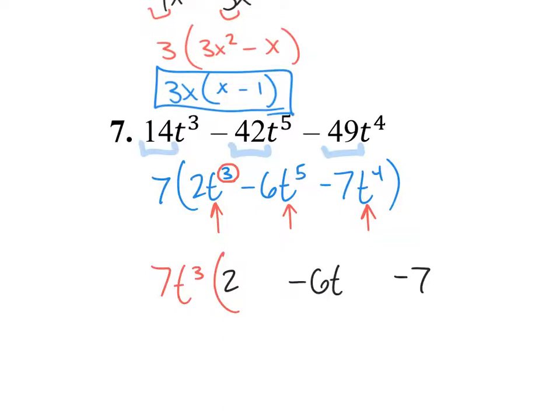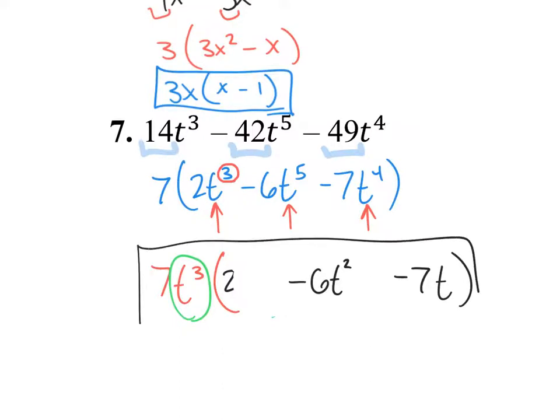This t to the 5th lost 3 of his t's, so now he's t squared. And then the t to the 4th goes down to a t. And the reason that this guy doesn't have any right here is because he was t cubed, but we took out a t cubed. So he had no more left over, which means it's just a 2 right there. And here is our final answer.